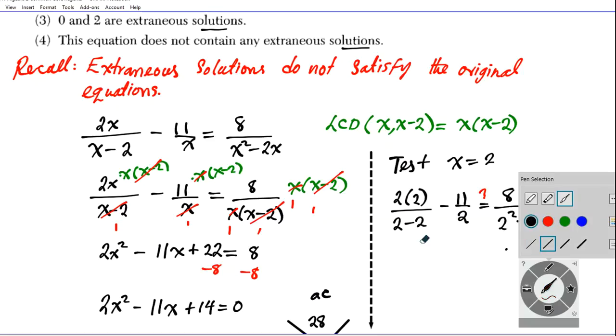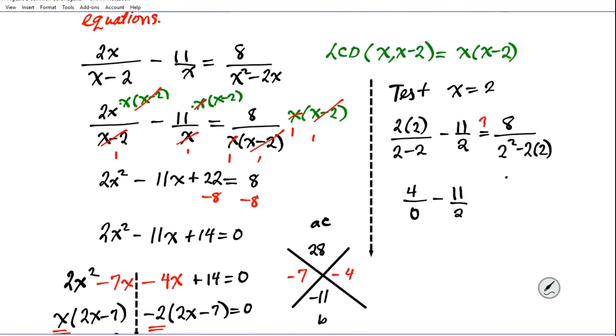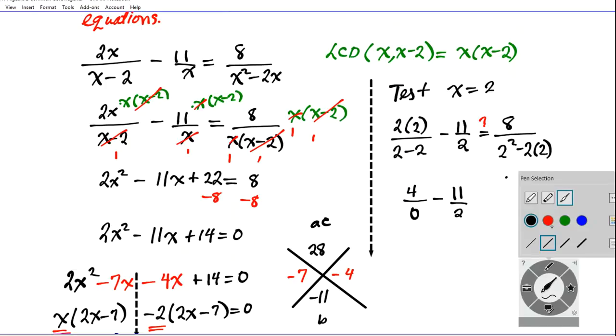So looking at the left side, 2 times 2 is 4, over 2 minus 2 is 0. We have a problem. 4 over 0 is undefined. Okay, so that's a problem. So since this is undefined, that means that 2 is not a solution. This is undefined. You cannot divide by 0. Okay, so we write the conclusion: 2 is extraneous.